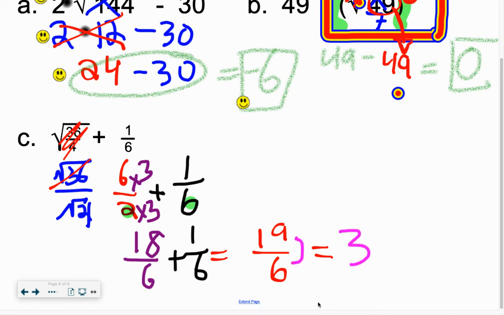3 times 6 is 18, taking that away from the top. That's where the remainder of 1 comes in. And we're going to keep that bottom number the same. So that is 3 1/6 as a final answer. The same as 19/6, just follow instructions, see what they ask.